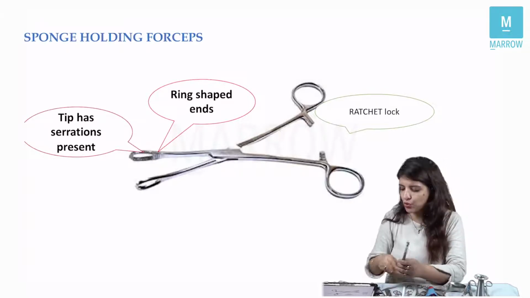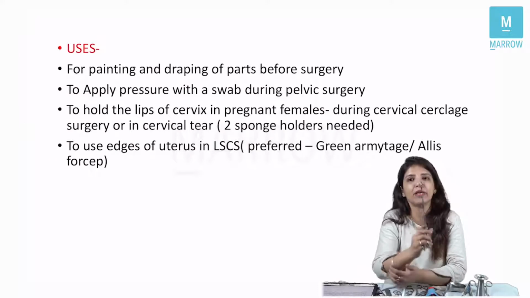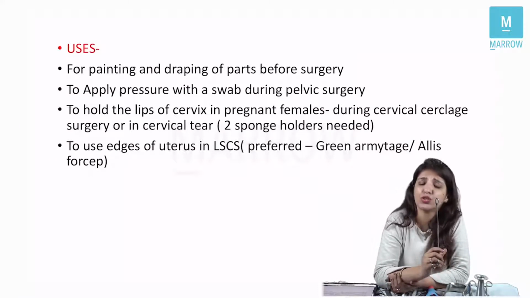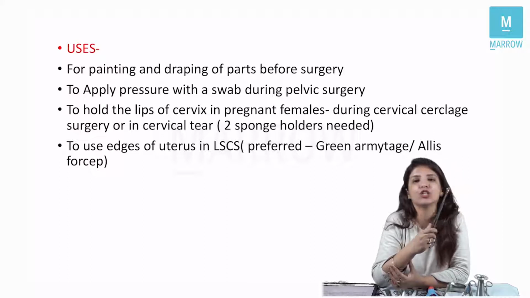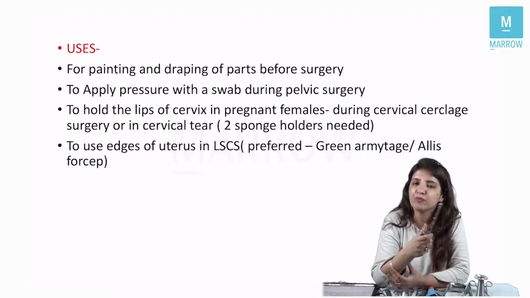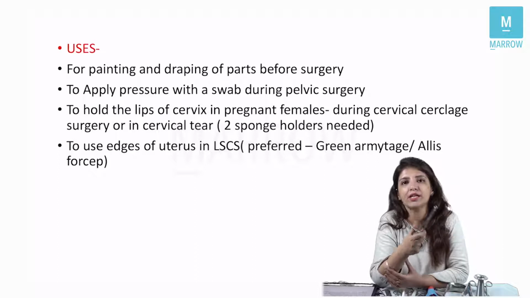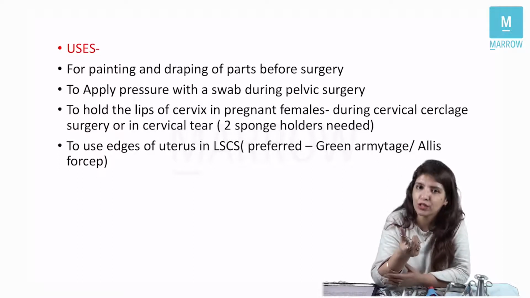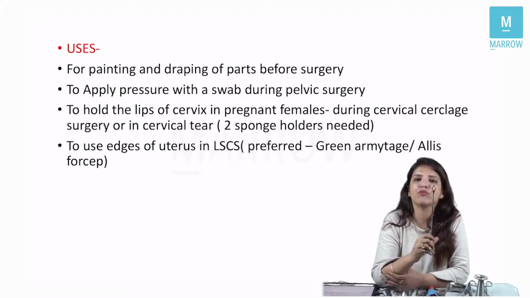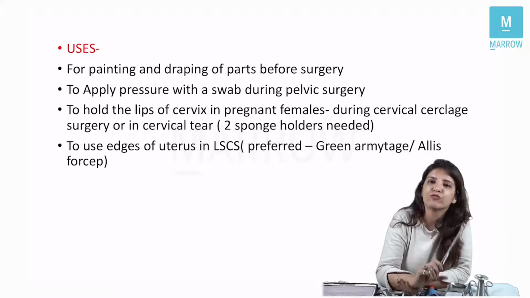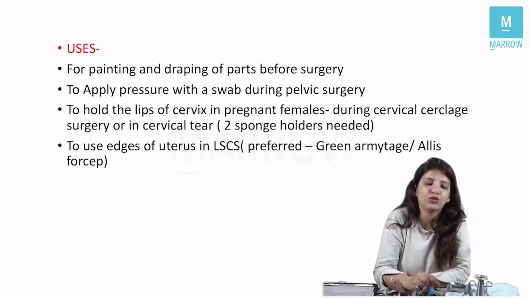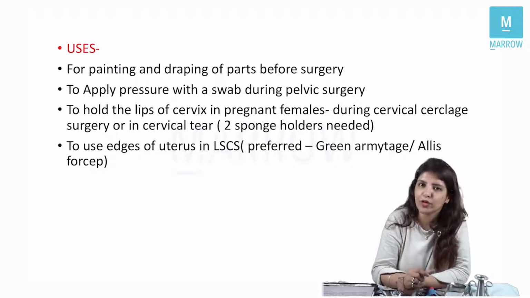Again, the second use of sponge holding forceps is that it is used for holding the lips of the pregnant female, right? And the lips of the pregnant female are held for cervical cerclage. Then the third use is if you want to identify any cervical tears. Now, when you have to identify a cervical tear, you need at least 2 sponge holding forceps.